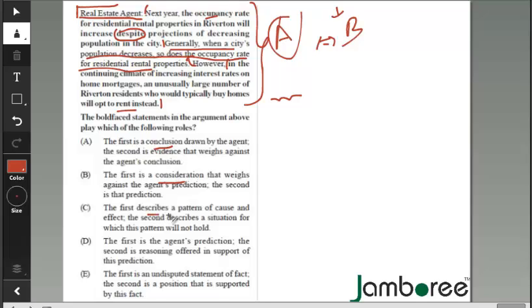The first describes a pattern of cause and effect. It's not a pattern, right? Because that does not happen generally, so it's not right. The first is the agent's prediction. Yes, because of this word "will", you can say it has not happened. He's predicting it may. The first is an undisputed statement. Definitely it's not a fact. So these two we are able to eliminate even without looking at the second portion.